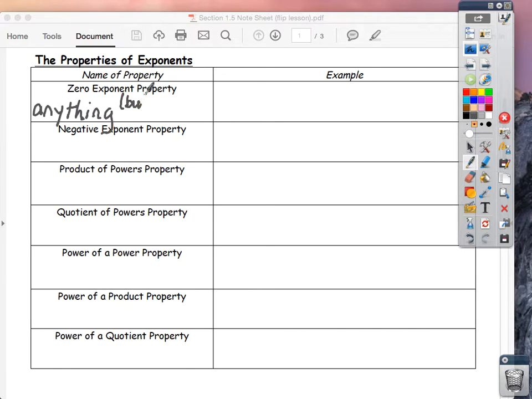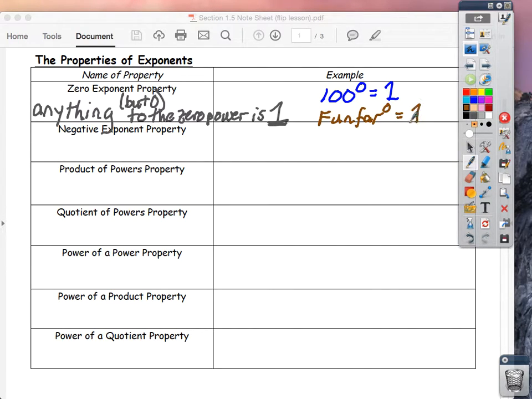Anything to the 0 power is 1. So, for example, if you had 100 raised to the 0 power, that is 1. If you had fun far raised to the 0 power, that is 1. If you had A to the 0 power, that is 1. So anything to the 0 power is 1.